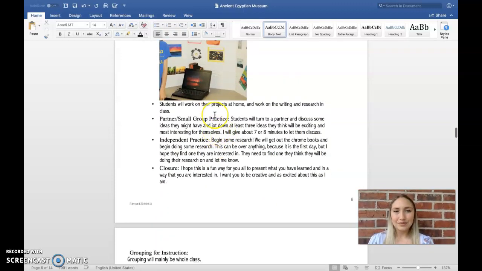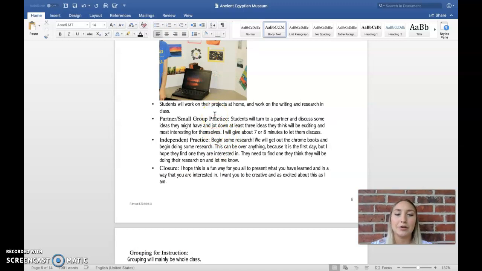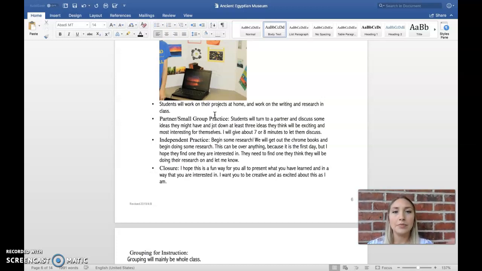So then the main key here is for them to do their projects at home, and then we'll work on the writing and research in class because, like I said before, I don't know if I did or not, but they will be writing a one-page paper over their project or their exhibit.